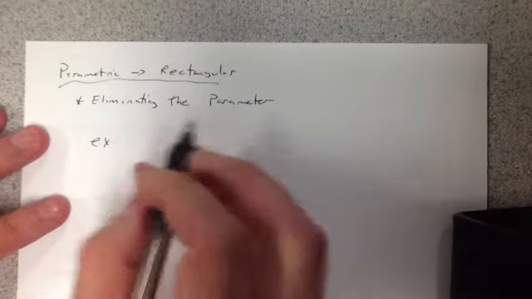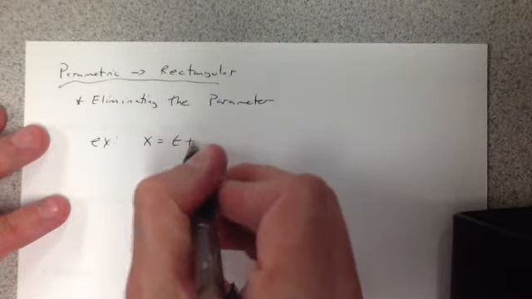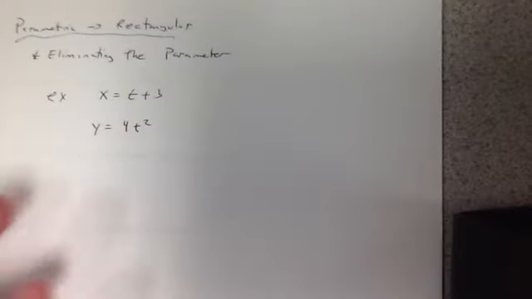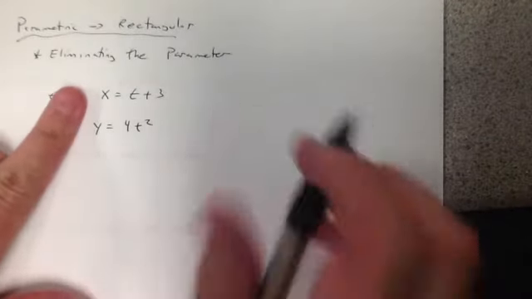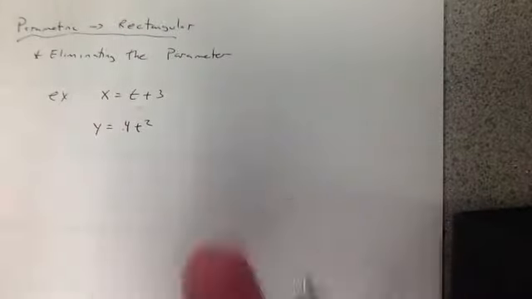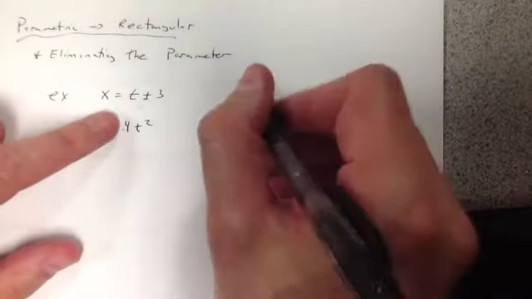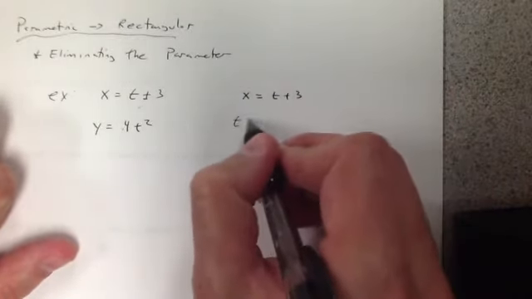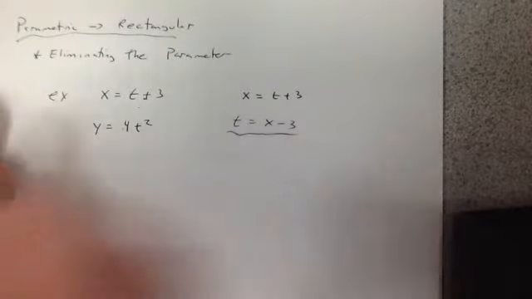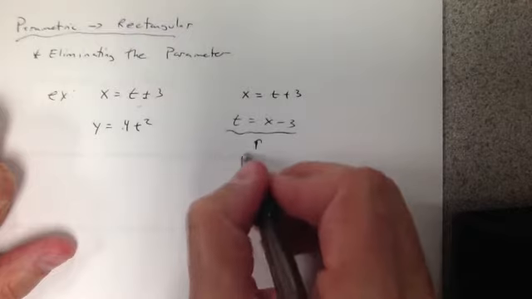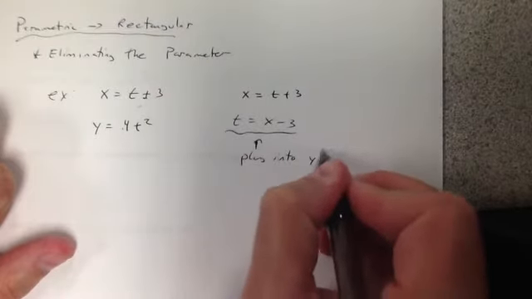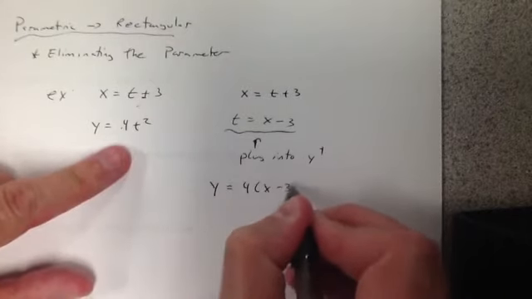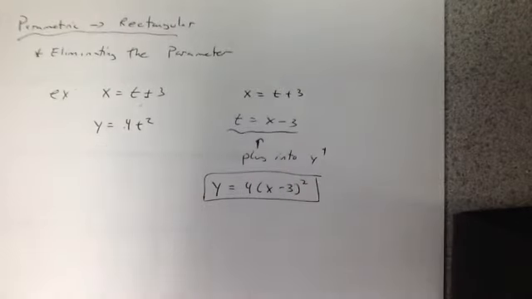A nice example is something like this. Let's let x equal t plus 3 and y equals 4t squared. To eliminate the parameter, we always want to have y solved for, because that's how we normally write equations. So I'm going to look at x equals t plus 3 and solve for t. t equals x minus 3. And I'm just going to plug this into my y equation. So we now get y equals 4 times (x minus 3) squared. And of course, this is a parabola.